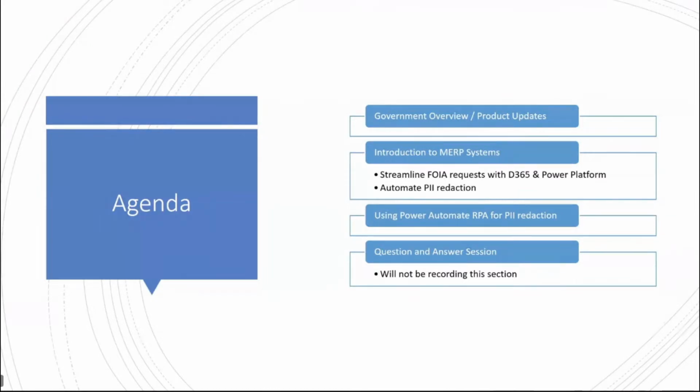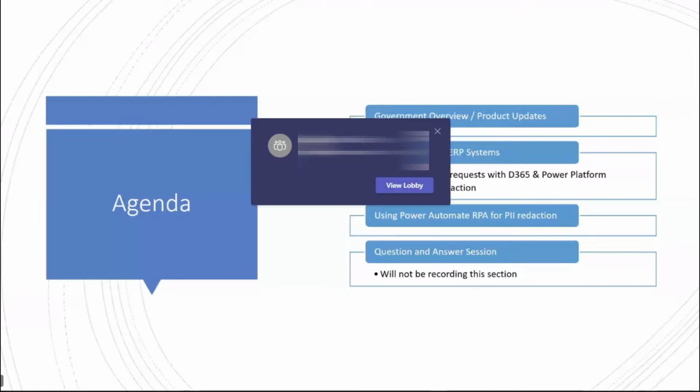We're then really incredibly excited to have MERP Systems with us. They're a fantastic Microsoft partner, and they've developed an incredible FOIA management solution that's built on top of Dynamics and Power Platform. They're also going to show you how you can integrate that with an Azure Cognitive Services API to do PII redaction automatically.